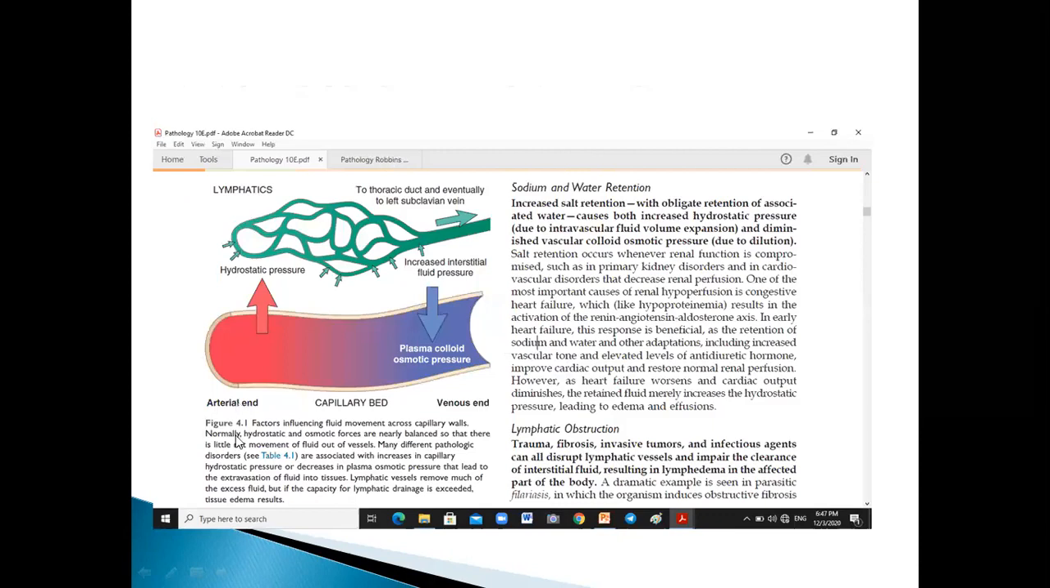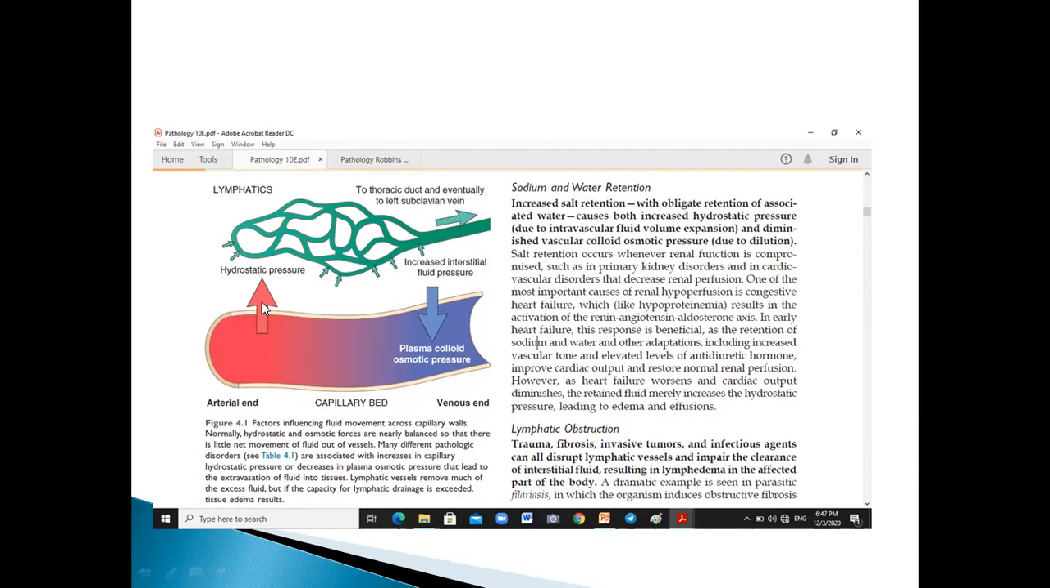See here, the picture: factors influencing fluid movement across the capillary wall. Normally, hydrostatic and osmotic pressure are nearly balanced so that there is little net movement of fluid out of the vessel. Many different pathologic disorders are associated with an increase in capillary hydrostatic pressure or a decrease in plasma osmotic pressure that lead to the extravasation of fluid into tissue. Lymphatic vessels remove much of the excess fluid, but if the capacity for lymphatic drainage is exceeded, tissue edema results.